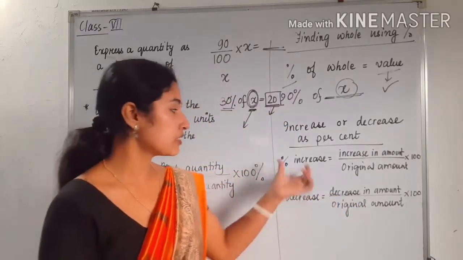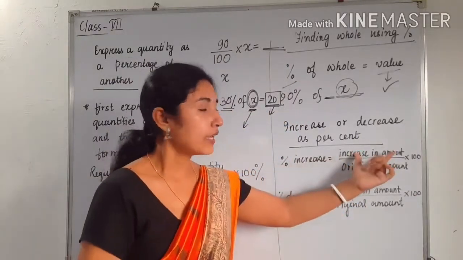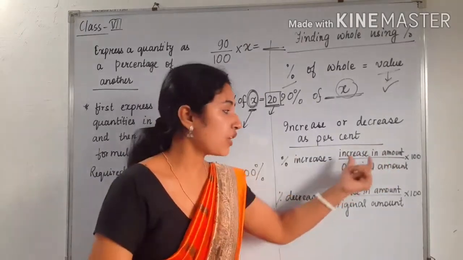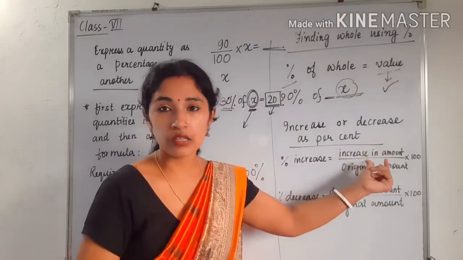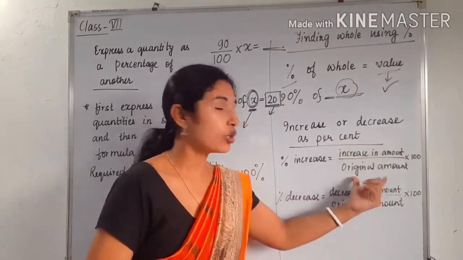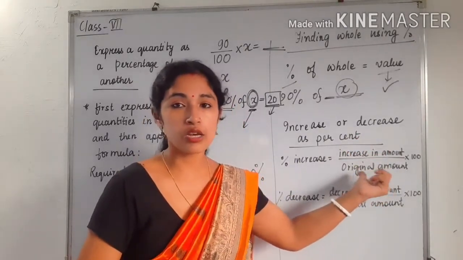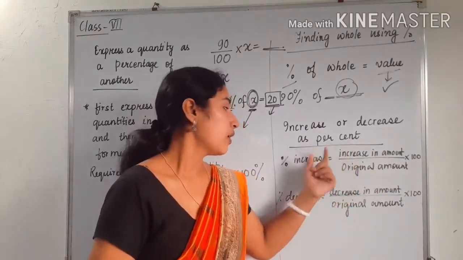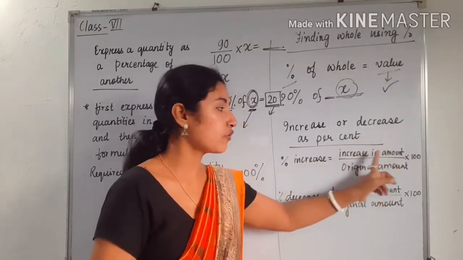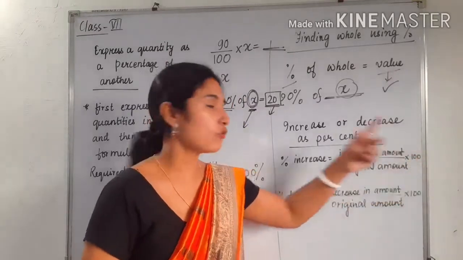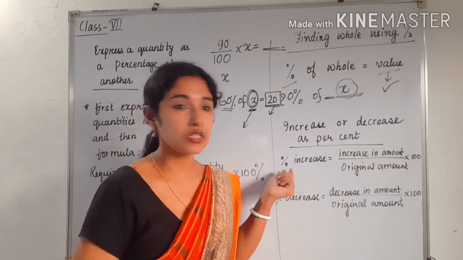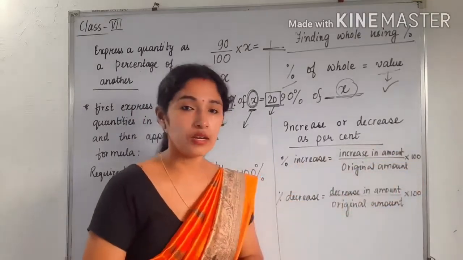There is also a formula. See, percentage increase is the increase in the amount, how much it got increased, that amount we write here, which will be given in the question, divided by the original amount, which will also be given in the question. After finding this, you multiply it by 100, because we want to find it in terms of percentage.